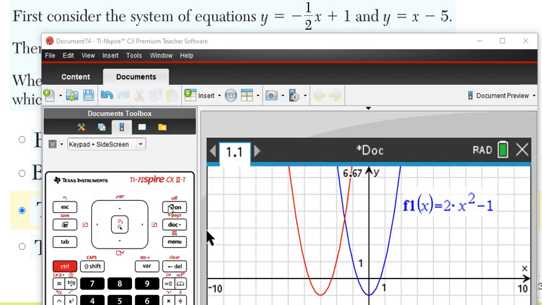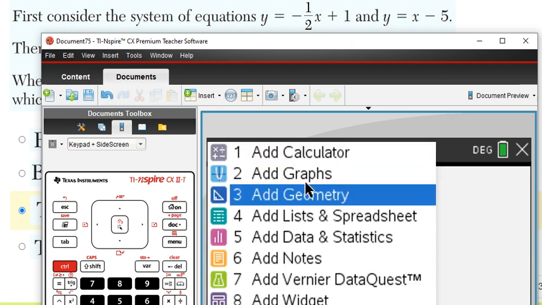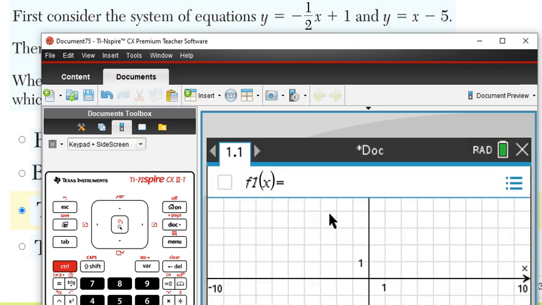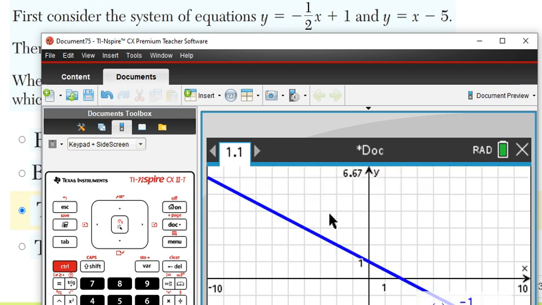So to start, to make my life easy, I'm going to graph the system of equations. So I add a graph page, and my first function, negative, control divide for my fraction, 1 over 2, x next to the fraction bar, plus 1. And it's a line, which I expected. There's no squares anywhere. So now I press the tab key, and my second function, y equals x minus 5.